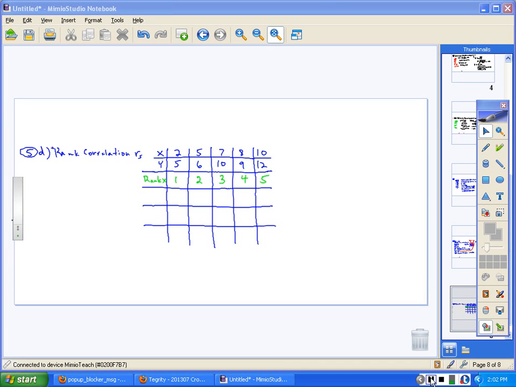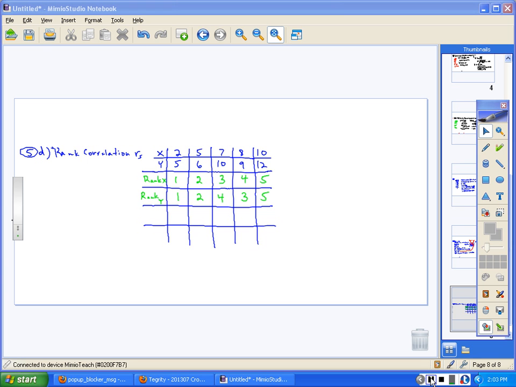Now let's take a look at the y's. So we're going to rank sub y. Okay, the lowest y is 5, so that gets a ranking of 1. And then 6 is second, 9 is third, 10 is fourth, and 12 is fifth. So that's what your rankings look like.